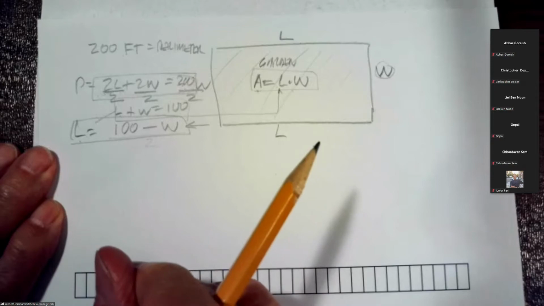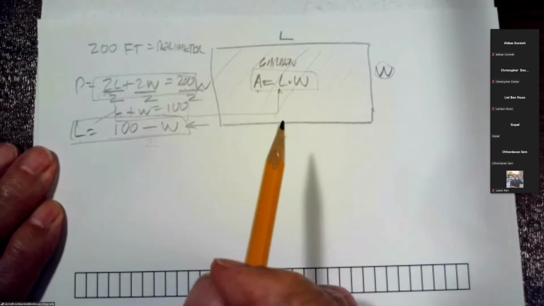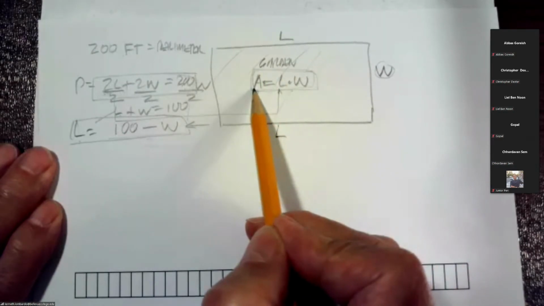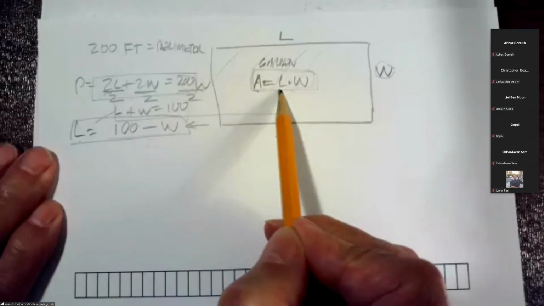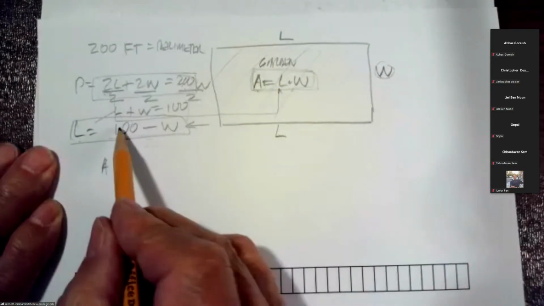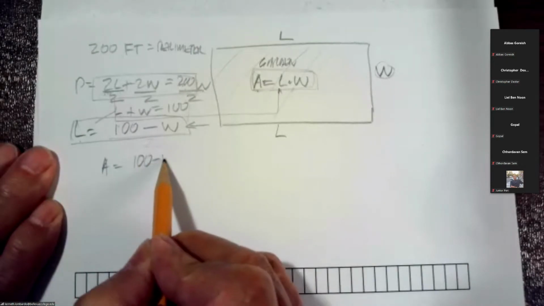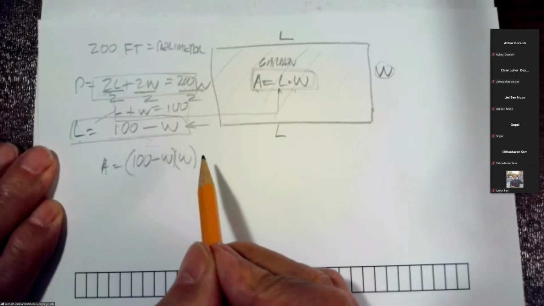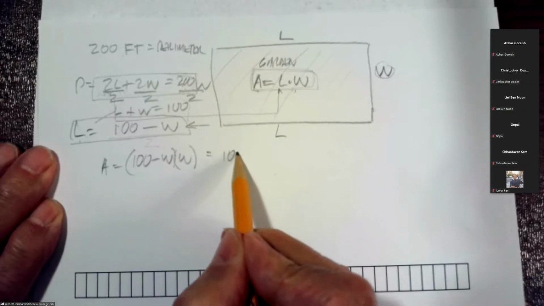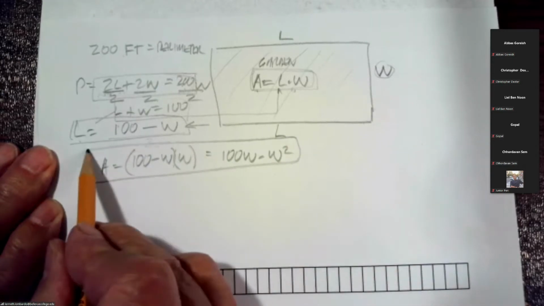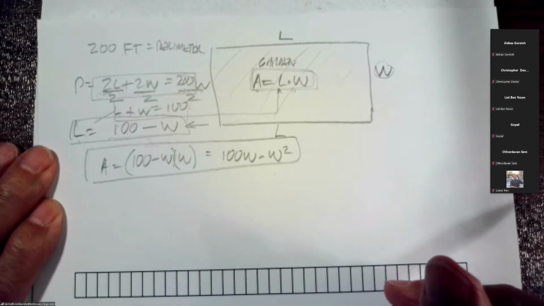What were we asked to find? Area. I think we can plug in the L. Yes, we were asked to find area as a function of W. So A equals L, and L equals 100 minus W, times W. So that would be 100W minus W squared, wouldn't it? Okay, does that make sense to everybody?